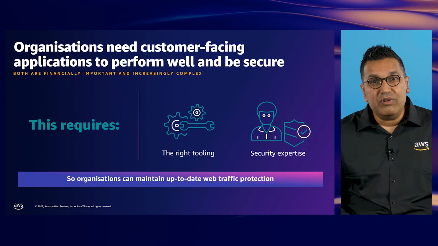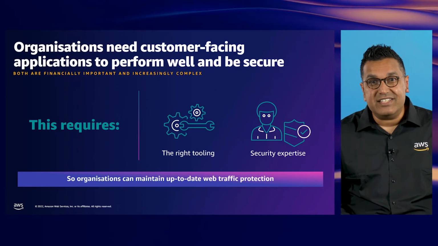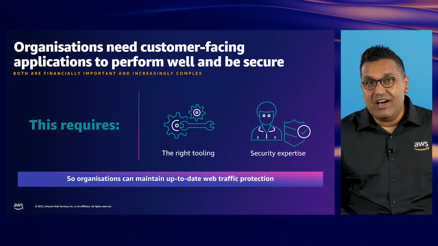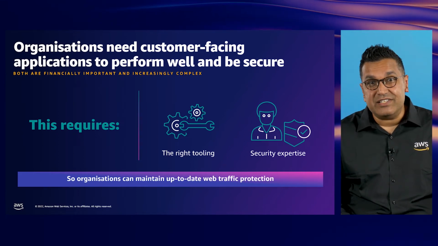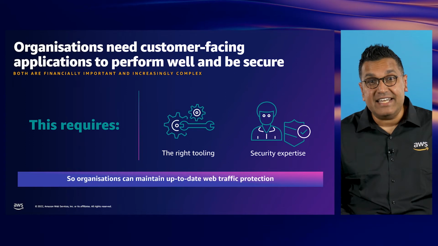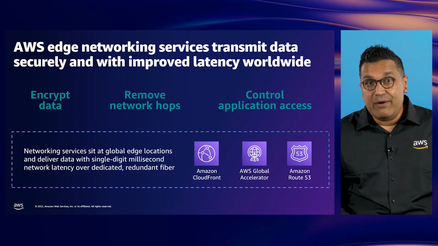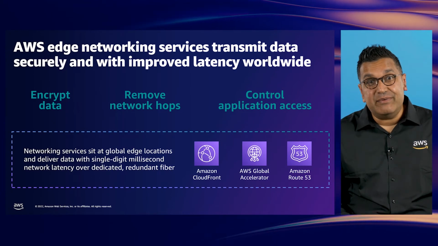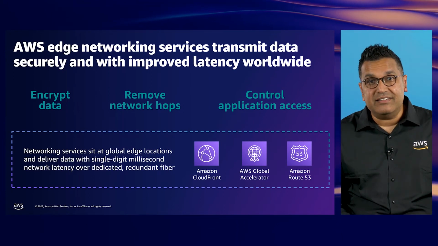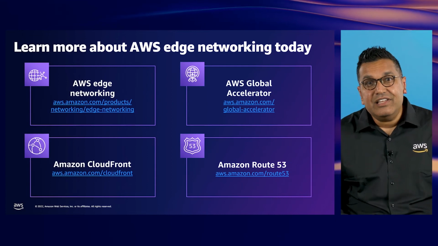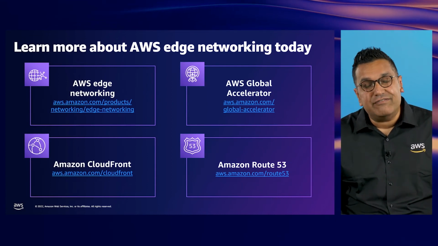Now, to build all of this requires the right tooling and security expertise. Your APIs are a customer-facing external resource, so it's important to maintain up-to-date web traffic protection. API Gateway leverages the AWS Edge Network services to secure your APIs. You can learn more about the AWS Edge Network at the following URLs.